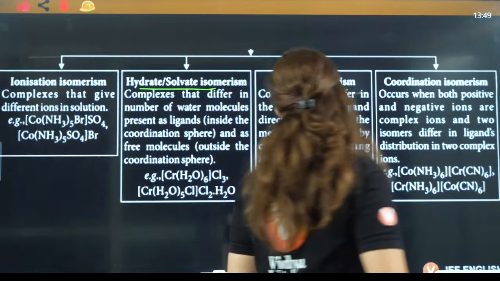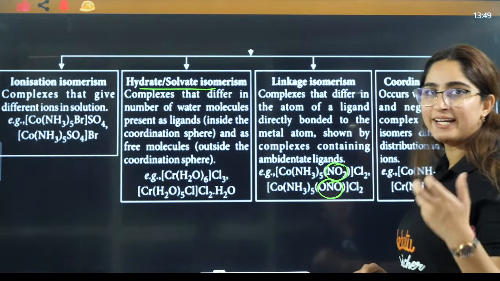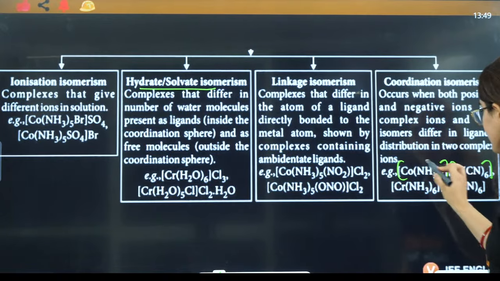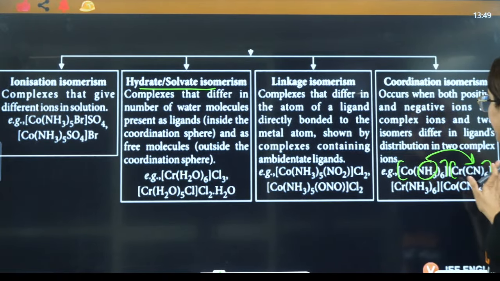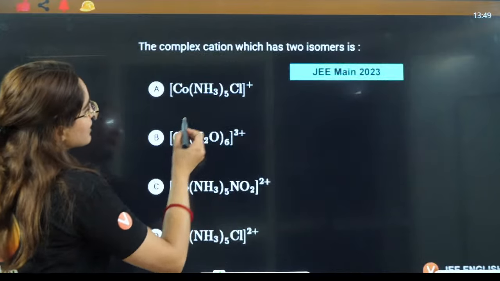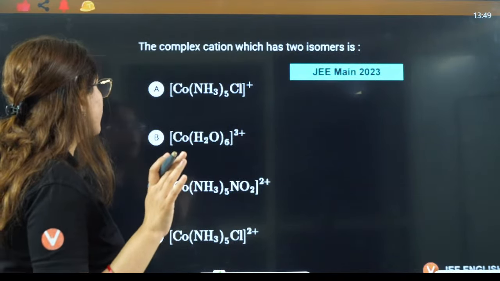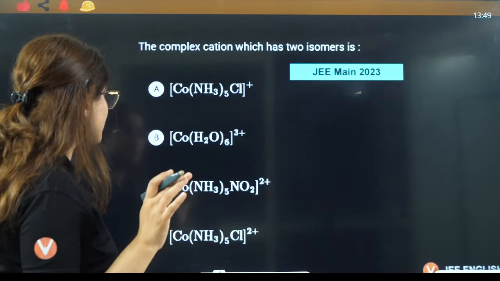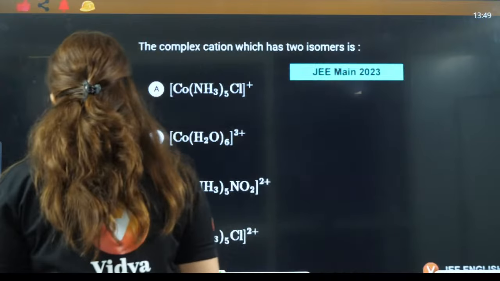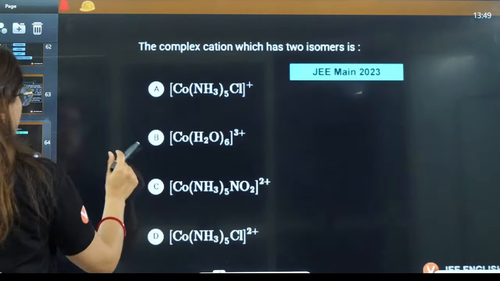In linkage isomerism, you have ambidentate ligands, where the donating site changes. Then you have coordination isomerism, where two coordination complexes are there and they exchange their ligands. Now let's see the complex cation which has two isomers. The complex cation which has two isomers, everybody, wait a minute. This will not do here, right? This will be done. Achha, two isomers they are saying, right?